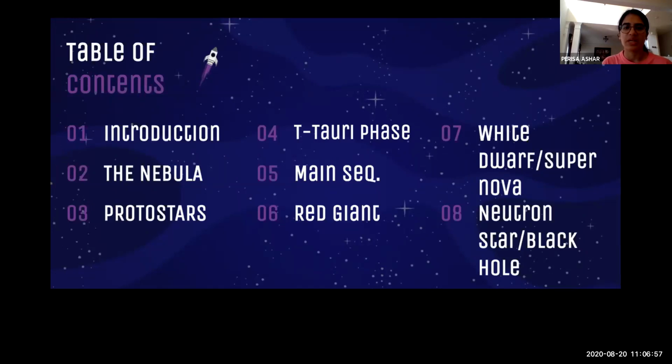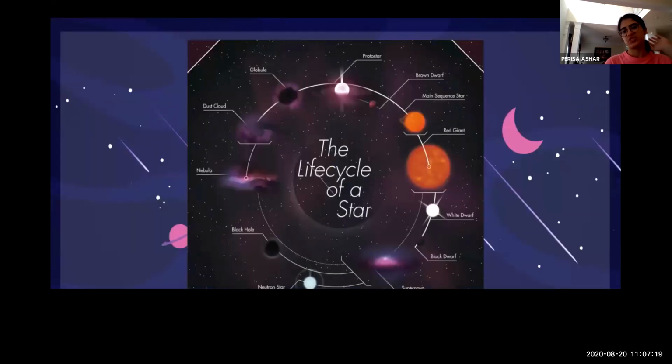This is our table of contents. We're going to be talking about how a star is formed at birth, in the nebula. Then we'll talk about protostars, the T Tauri phase, main sequence stars, red giants, white dwarfs, supernovas, and finally black holes when stars end their life. This will show an overall schematic diagram of what we'll be discussing today about the life cycle of a star.